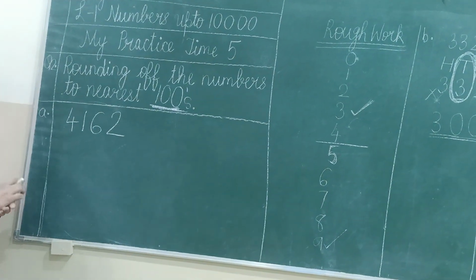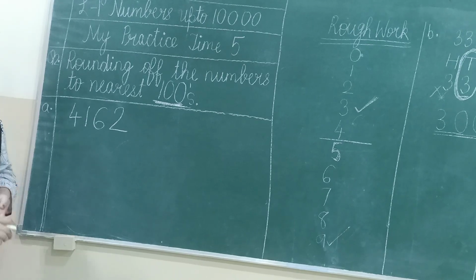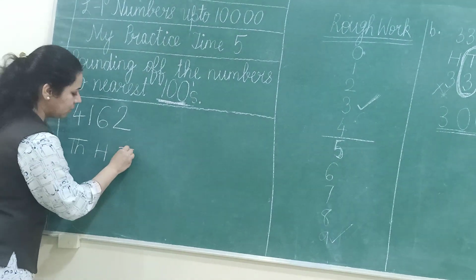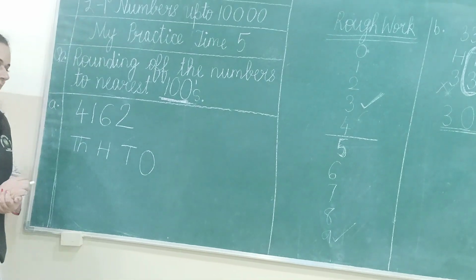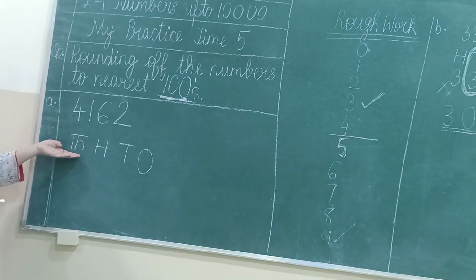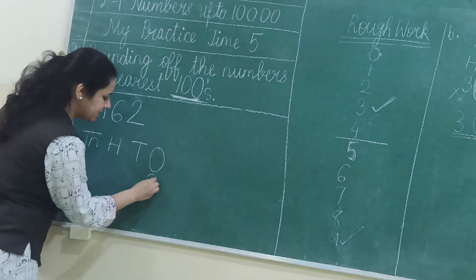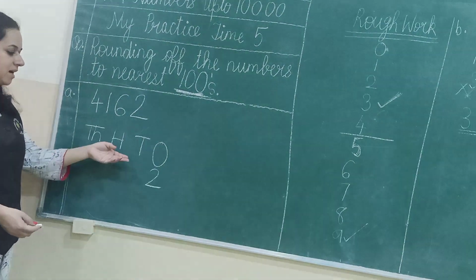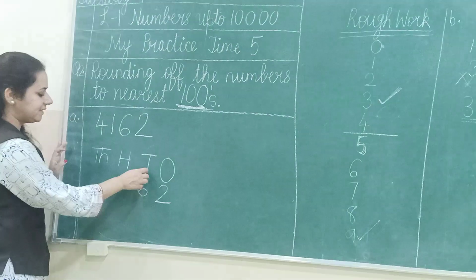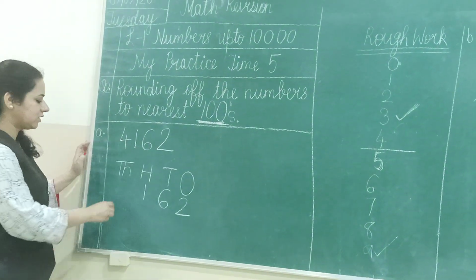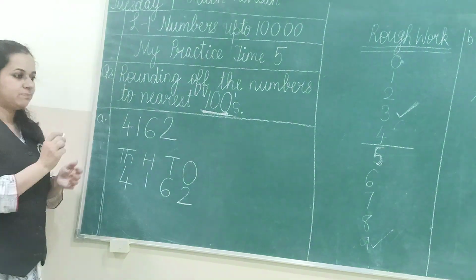Now this is the number. What will we do? We will write which number comes under which place. Now there are 4 digits, so thousands will also come. 2 comes under the ones place, 6 comes under the tens place, 1 comes under the hundreds place and 4 comes under the thousands place.